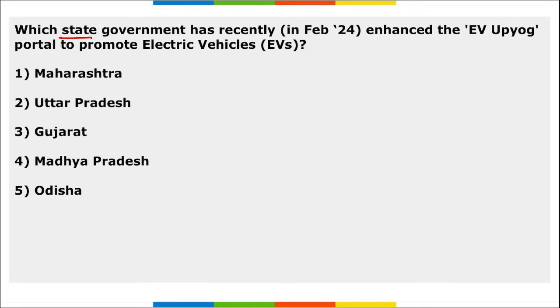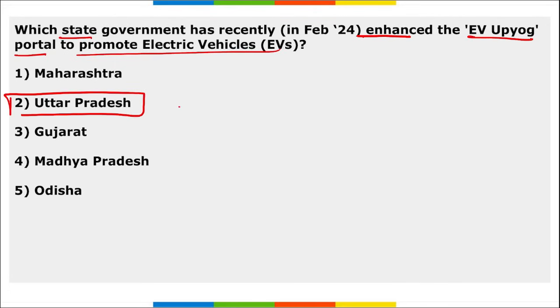Next, which state government has recently enhanced the EV Upyog portal to promote electric vehicles? EV Upyog portal. This was launched by Uttar Pradesh, and this is basically to promote electric vehicle adoption. They are engaging a software development agency to add attractive features to the portal, and this is in line with encouraging the use of electric vehicles and giving up vehicles that use petrol or diesel, because electric vehicles create less pollution in the environment.